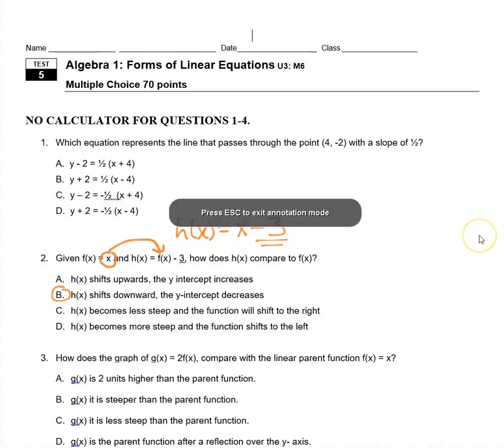So I know that we weren't allowed to use calculators on this question, but Desmos would have been a good tool to use there, had you had that option.